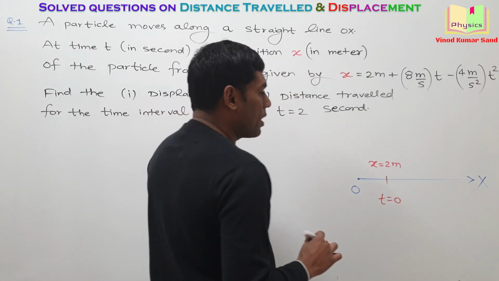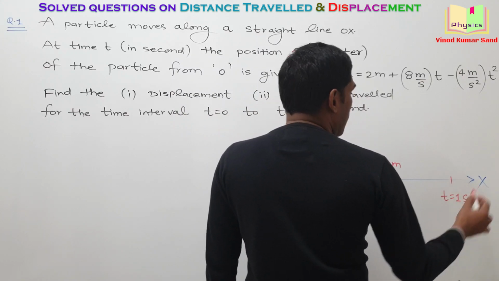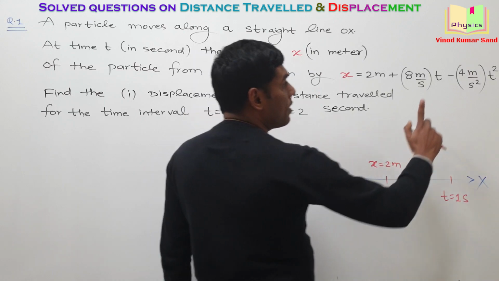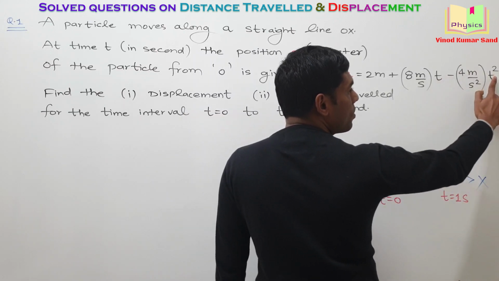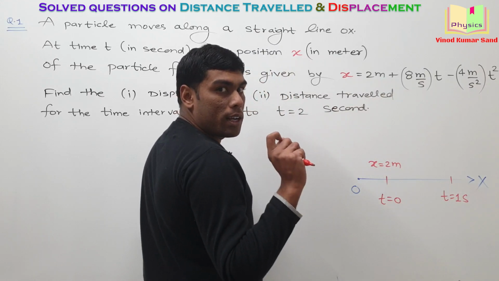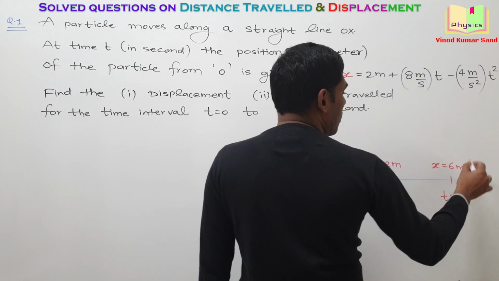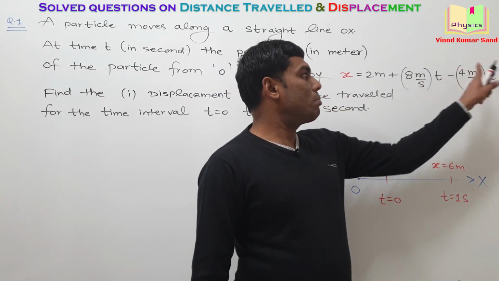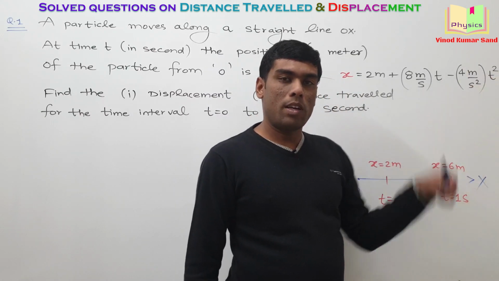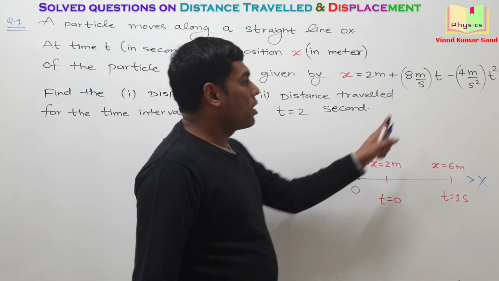Then we go for the next moment, t is equal to 1 second. At t is equal to 1 second, this is 1 and this is also 1. On simplifying everything, you will get what? x is equal to 6 meters. Put here 1 second, put here 1 second and try to simplify the things. Done.